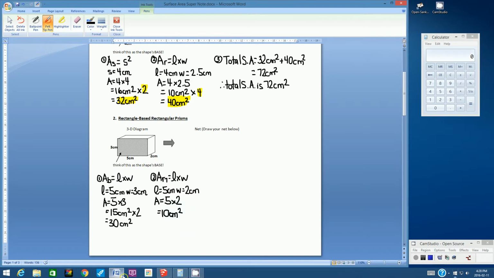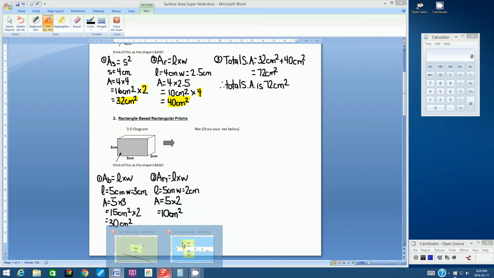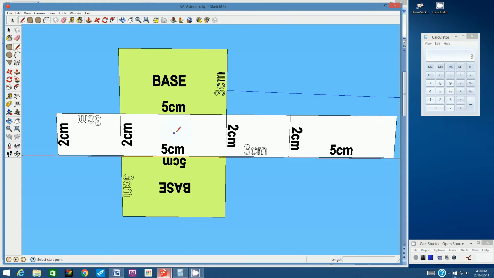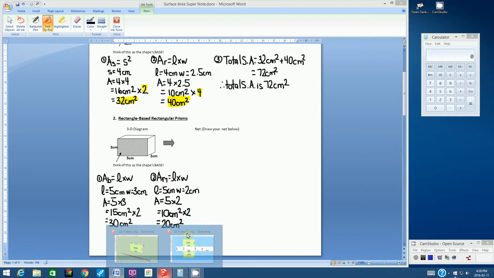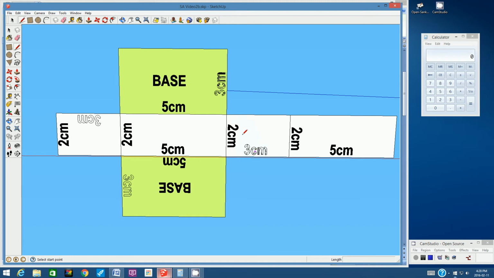Now, how many rectangles were there that had the same dimensions? We've already said it has two that are the same, the top and the bottom. So we have to take this area and multiply it by 2. So we get a total area of the top and bottom to be 20 centimeters squared. Okay, so we have one more rectangle to take care of here. Its dimensions are going to be 3 by 2. Let's have a look at it. 3 by 2, and there are two rectangles that look like that.